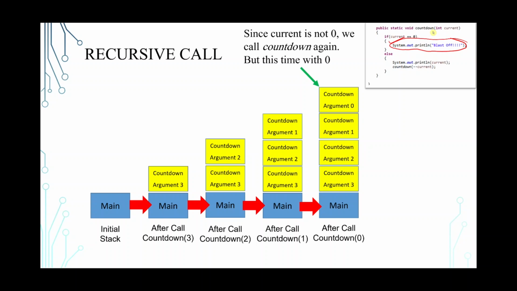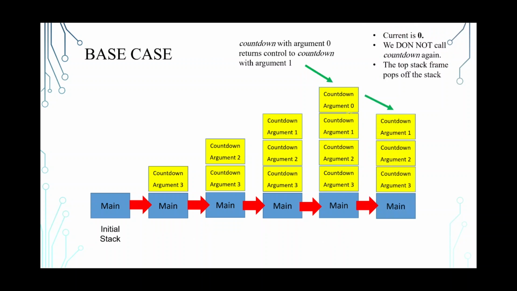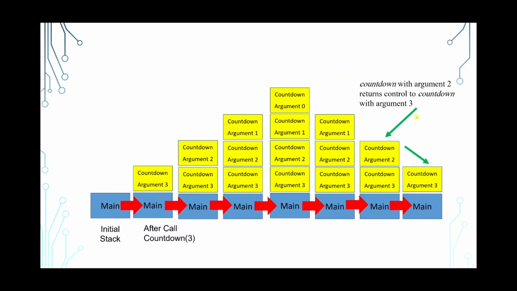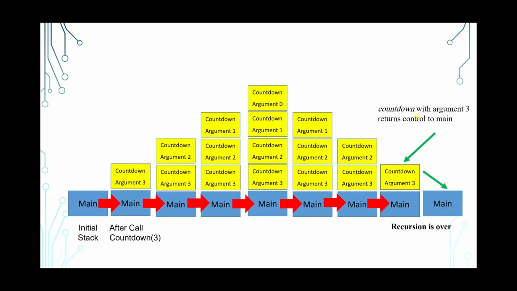Right? Then I keep returning the value, but I'm returning nothing because it's void. So I just remove the stack frames. So returning from countdown with argument 0 to countdown with argument 1. That does exactly the same thing in here. Keep doing that until you get to the main and the recursion is over. Now the control is transferred to main function.